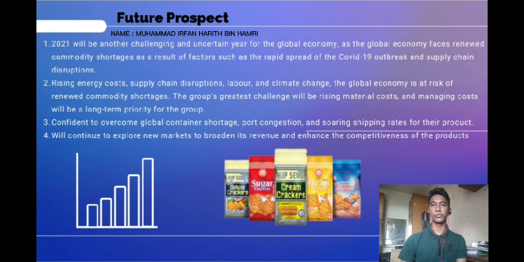The company is confident to overcome the global container shortage, port congestion and soaring shipping rates for their product. Lastly, they will continue to explore new markets to broaden their revenue and enhance the competitiveness of the product. That's all from me. Thank you.